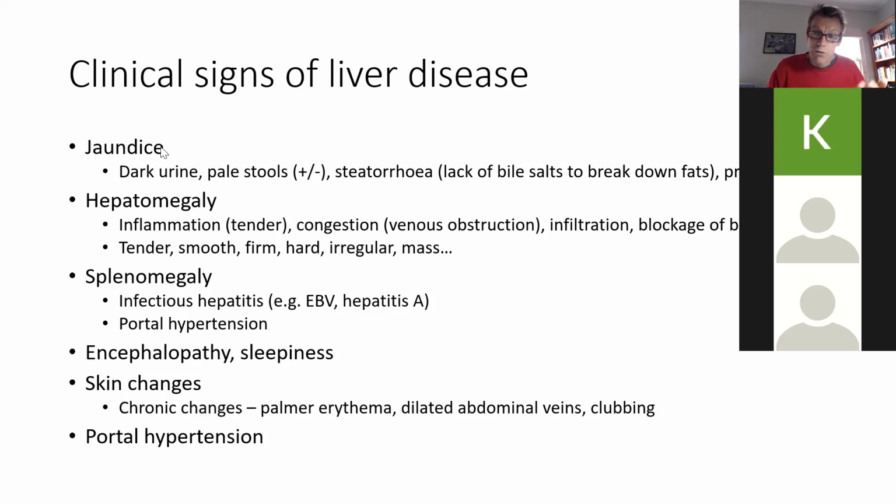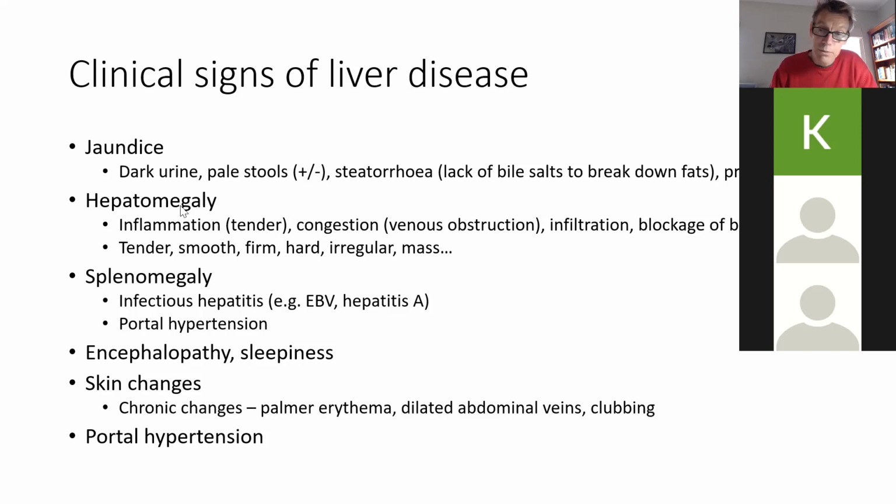Often with jaundice comes dark urine, sometimes pale stools, depending on what the abnormality is. I'll explain that in a minute. And steatorrhea, which is just fat in the stools, because the fat's not being broken down because the liver's not producing bile salts. And often that leads to pruritus or itchiness. The child is intensely itchy because of the buildup of bile salts in the bloodstream.